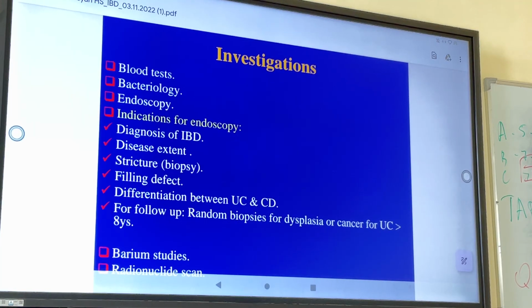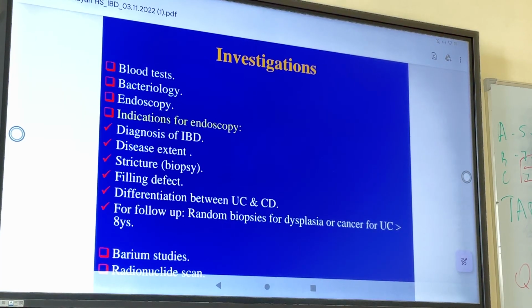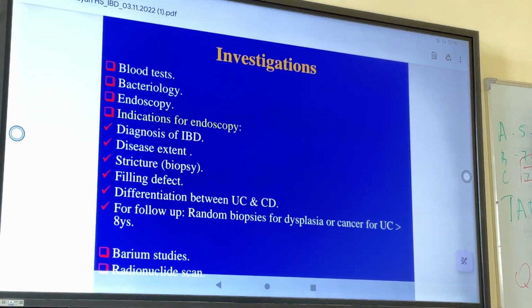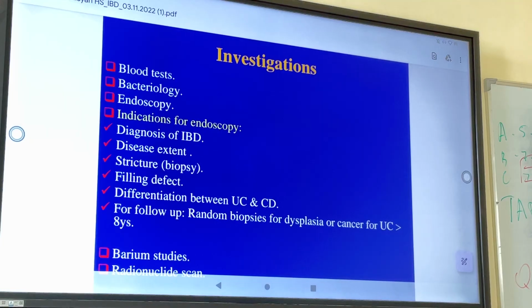Bacteriological tests are always done, or very often, because we should understand whether this diarrhea is infective diarrhea. Maybe Campylobacter, Yersinia, or Shigella is the cause. Not all diarrheas are due to inflammatory bowel disease. Endoscopy, no need to tell how important it is.